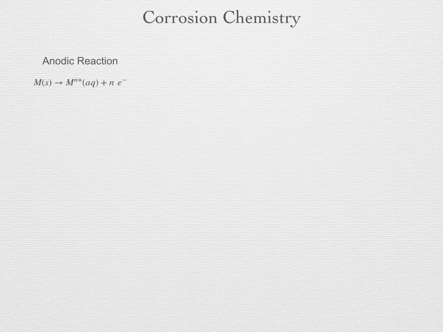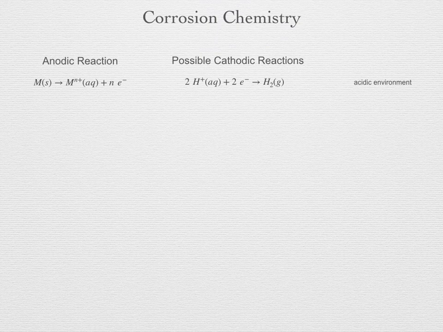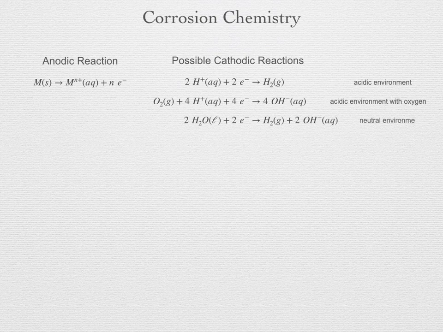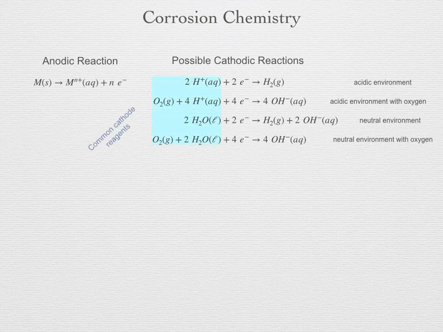The anode reaction is always just the oxidation of the metal. However, there are several possible cathode reactions depending upon the pH of the electrolyte and the availability of dissolved oxygen from the atmosphere, and we can observe one or more of these at work. The reduction of hydronium ion can occur in an acidic environment. Oxygen can be reduced in an acidic environment if it's available. The reduction of water to hydrogen gas can occur in a neutral environment, and oxygen can be reduced in a neutral environment as well. So oxygen gas, water, and hydronium ion are all common reagents that can drive the cathodic portion of the corrosion process.